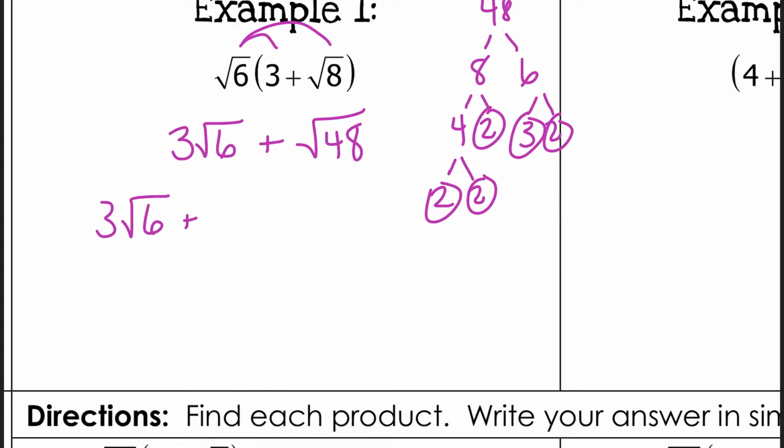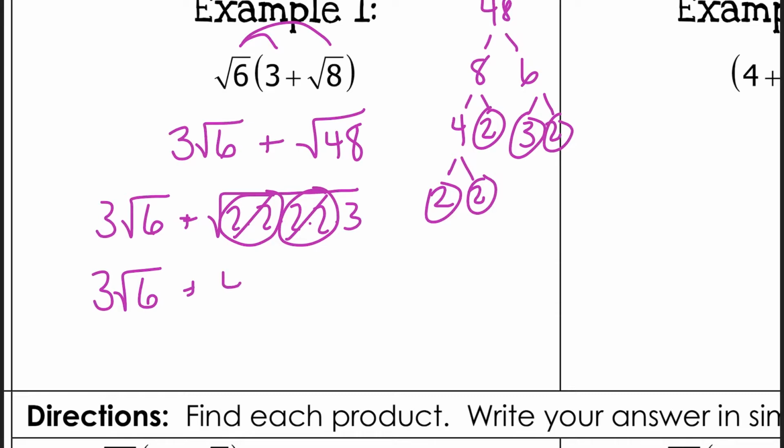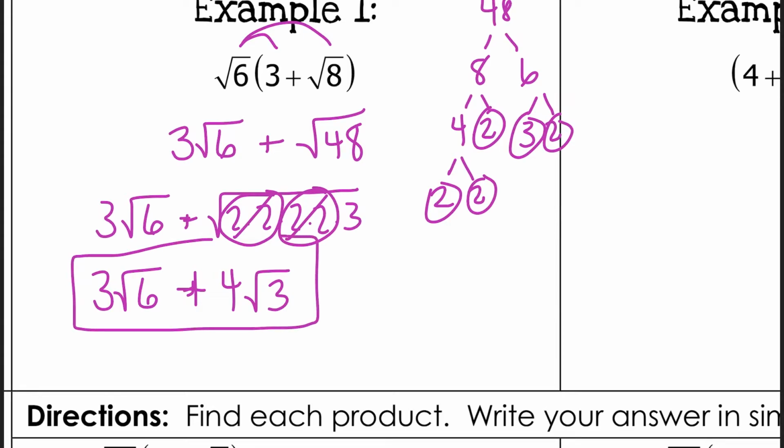You would replace your radicand. You would take out pairs. I've got 2 pairs. And now, since I've got square root of 6 and square root of 3, I can't go any further. They're not like terms, so this would be my answer.